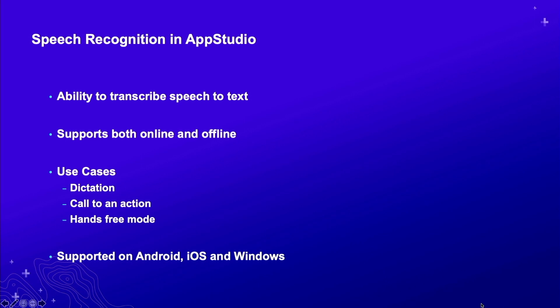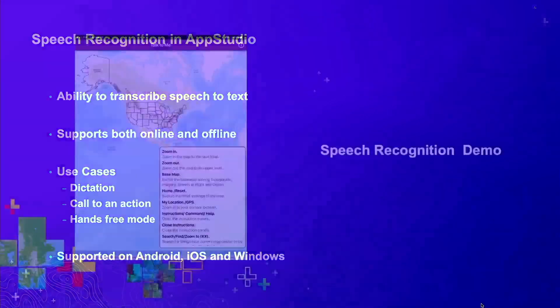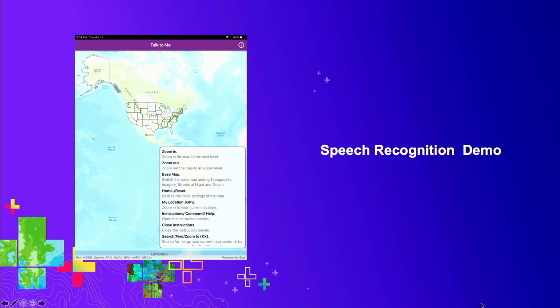Some of the common use cases where you would use speech recognition in your app are, for example, if you just want to have a dictation capability, or designing a hands-free mode, or even something as simple as mapping a speech output to an action. Currently, we support this feature on Android, iOS, and Windows. So let me actually show you a demo of an app with the speech recognition capabilities, where I'll be giving certain commands and the app will take an action based on the output. So I'll switch back to my iPad.